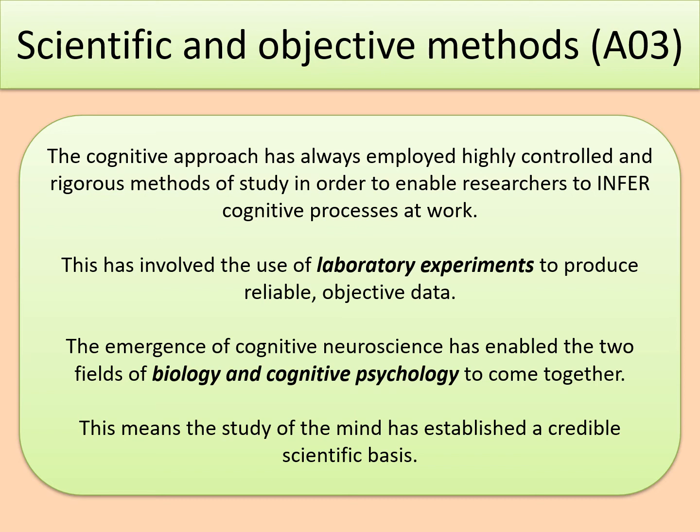So the cognitive approach has always employed highly controlled and rigorous methods of study in order to enable researchers to infer cognitive processes at work. It has involved the use of laboratory experiments to produce reliable, objective data. And the emergence of cognitive neuroscience has enabled the two fields of biology and cognitive psychology to come together. And this means the study of the mind has established a credible scientific basis.